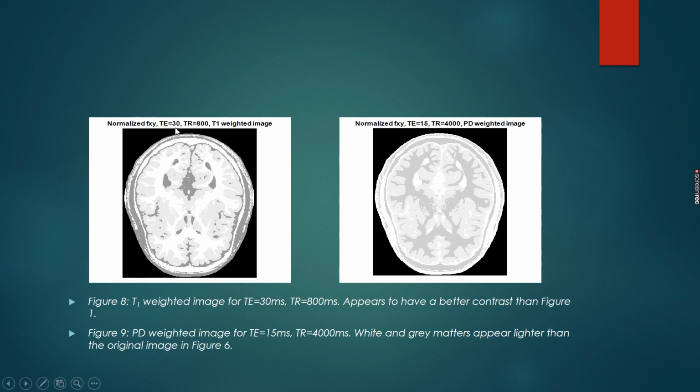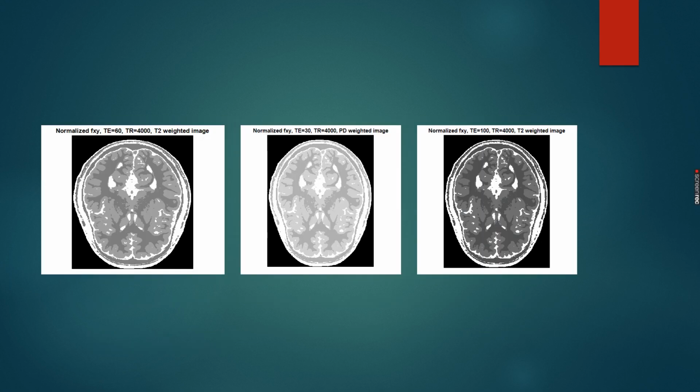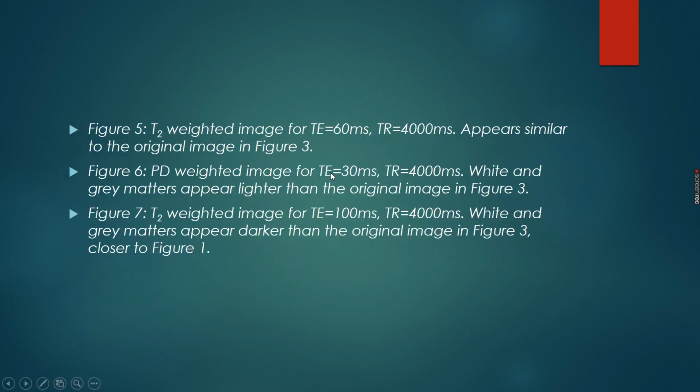Here for T1 image, TE is around 30 milliseconds and TR equals 800 milliseconds, and for PD weighted image, TE equals 15 milliseconds and TR equals 4 seconds. In figure 8, the contrast seems to be better, and in figure 9, white and gray matters appear brighter than the original figure in figure 6, which is this one here.